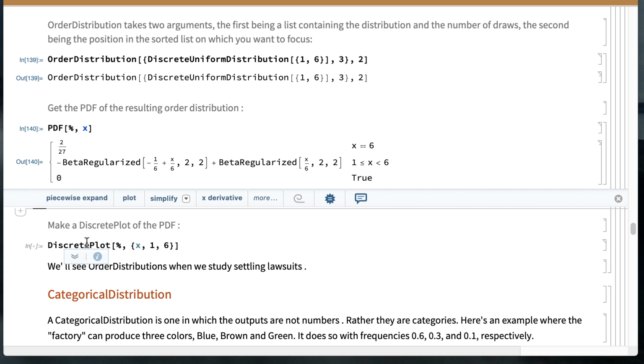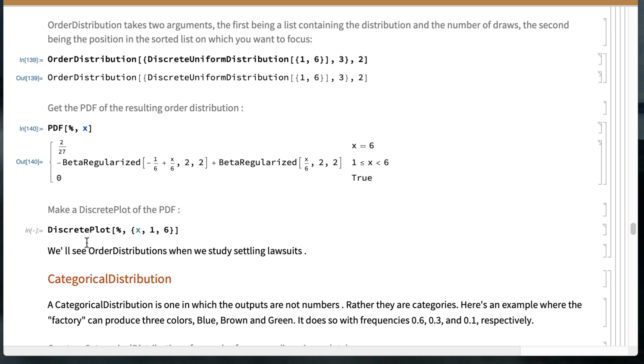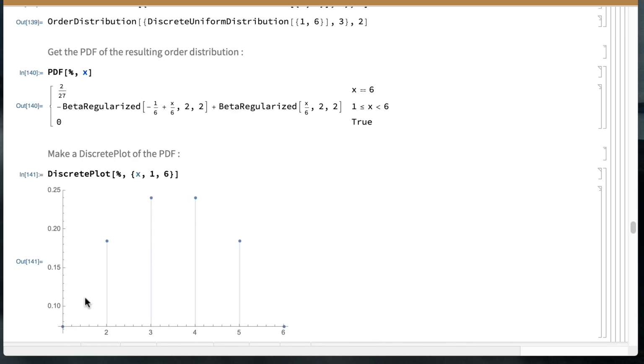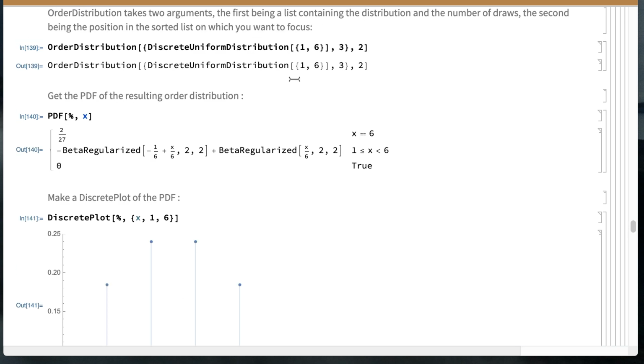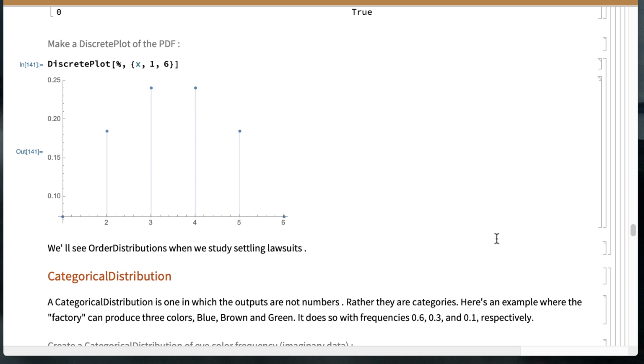But I could say, hey, let's make a discrete plot of that. And you can see that it looks like 3 and 4 are equally probable, 2 and 5 are equally probable, and 1 and 6 are equally probable as the middle value. So we've created another distribution out of a basic distribution here, and this is called an order distribution.